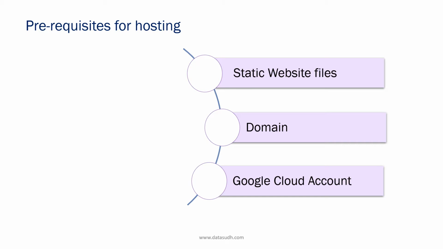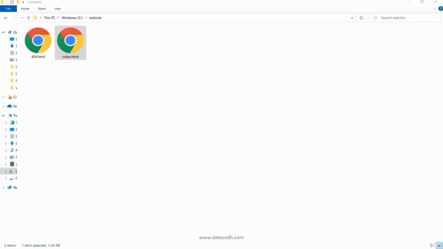Now before we host the website in cloud, let's go through each of these prerequisites to understand what we are going to use in this demonstration and some brief information about each of these. The static website which we are going to host in Google Cloud in this demonstration is going to be a single page HTML file, that is index.html here. I have created this as a sample with basic HTML.